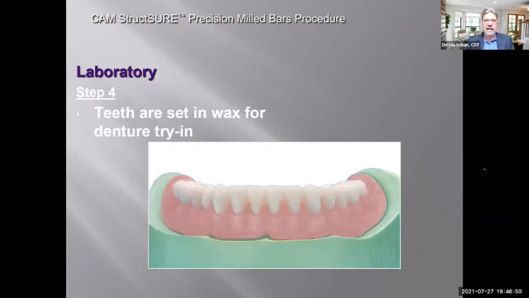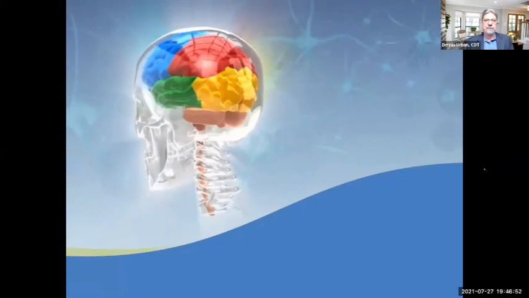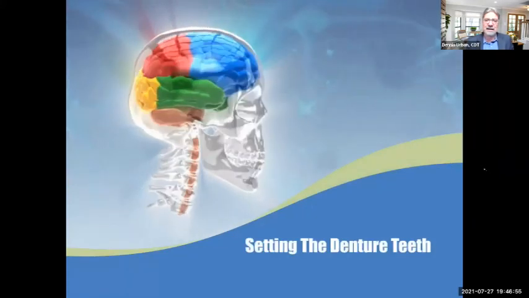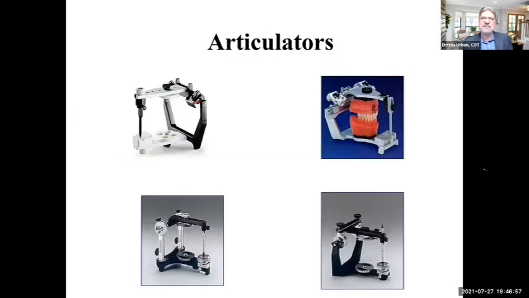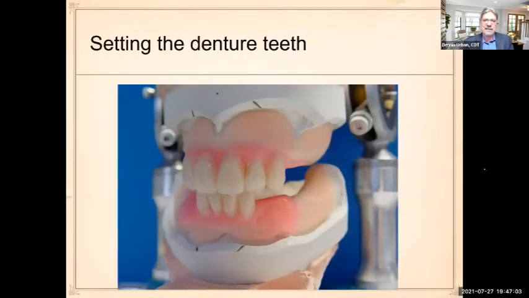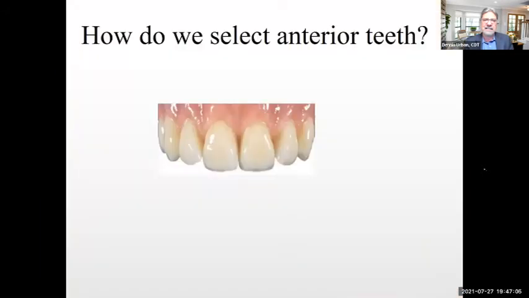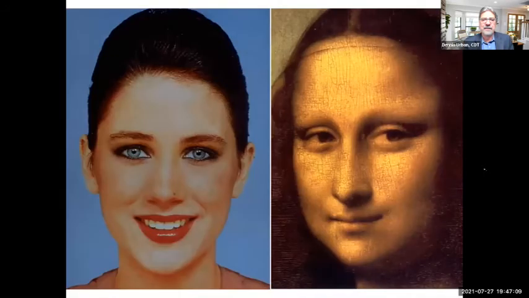The teeth are set in wax for a denture try-in. So I'm going to stop right there and talk about setting the denture teeth. I'm not going to get too involved because that's a whole other course on its own. I like to use a semi-adjustable or fully adjustable articulator with these types of cases. When I set the denture teeth, we ask ourselves, how do we select anterior teeth? Well, facial form equals tooth form.